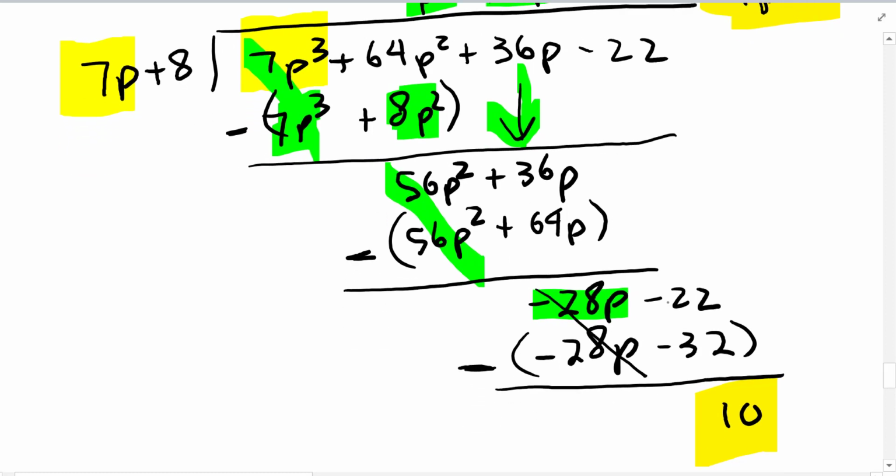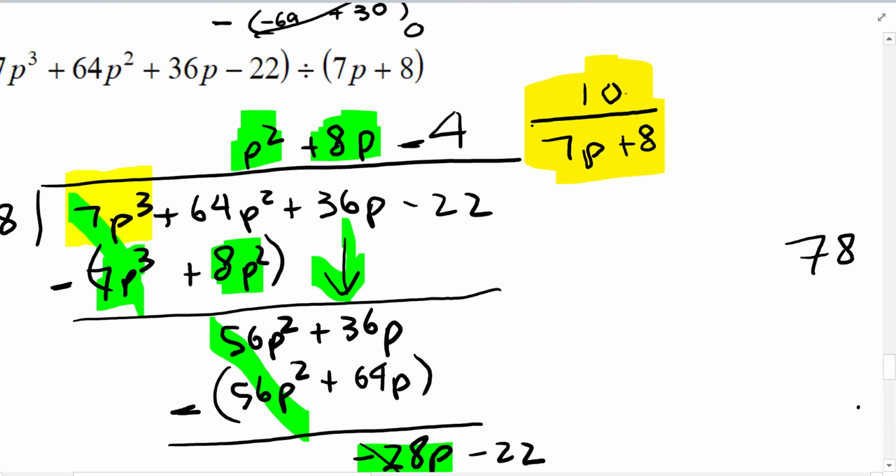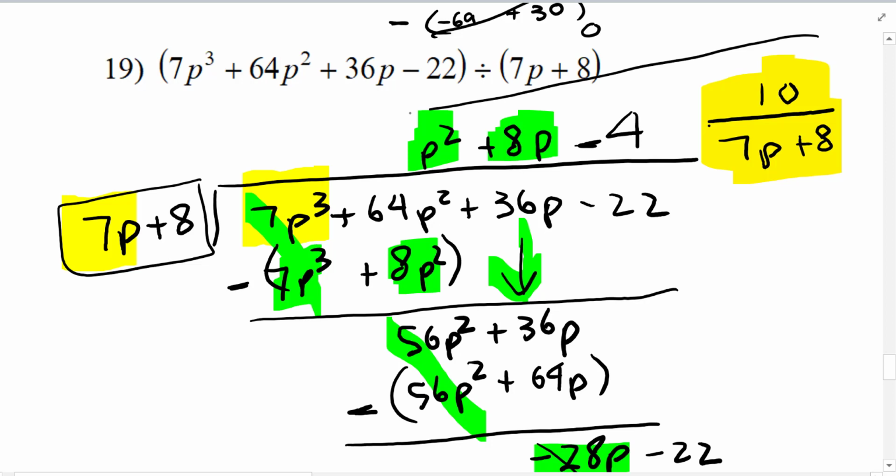Those cancel. Negative 22 subtracted negative 32. You treat it like adding 32. 10 will be the remainder. So this is what you write as a remainder: 10 over the divisor. So that would be the answer to this polynomial long division.